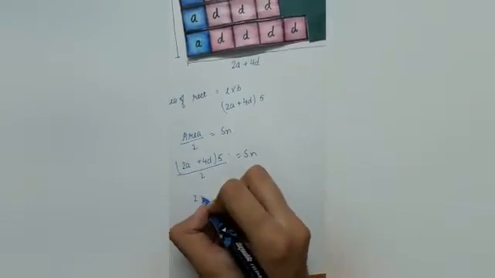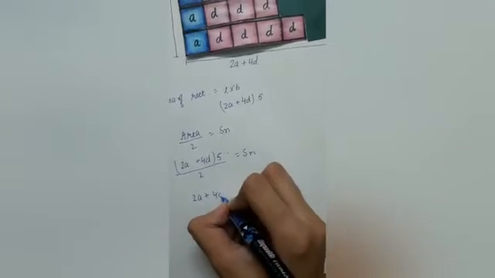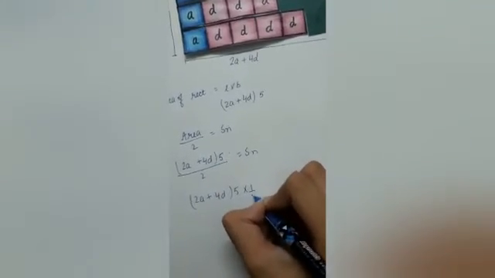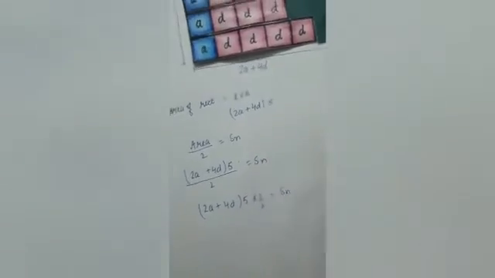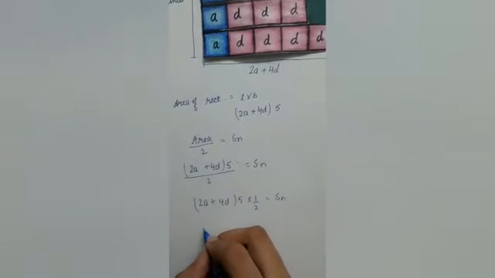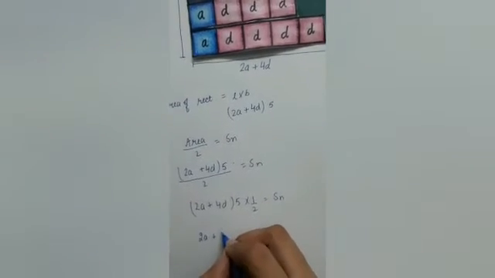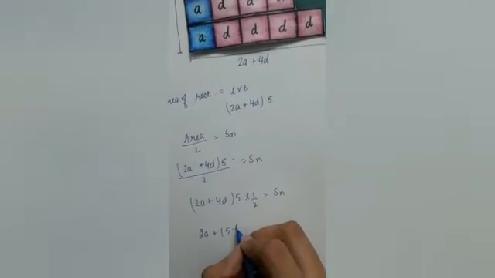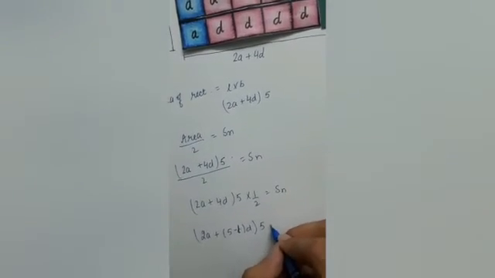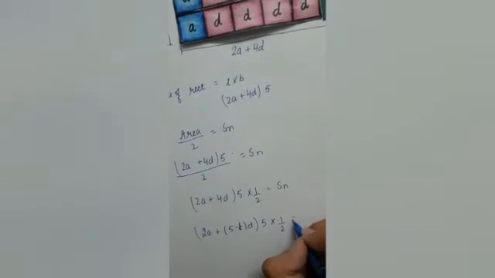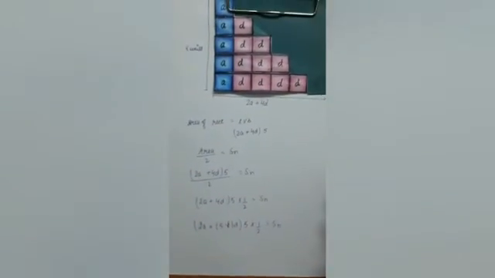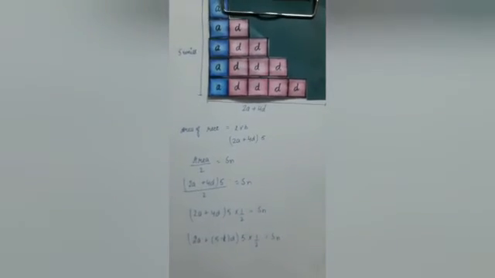We can also write it as 2A plus 4D into 5 into 1 upon 2. This 4D can also be written as 5 minus 1 into D, putting those brackets, into 1 by 2, which equals Sn. So in this way you can find the sum of n terms of an AP.